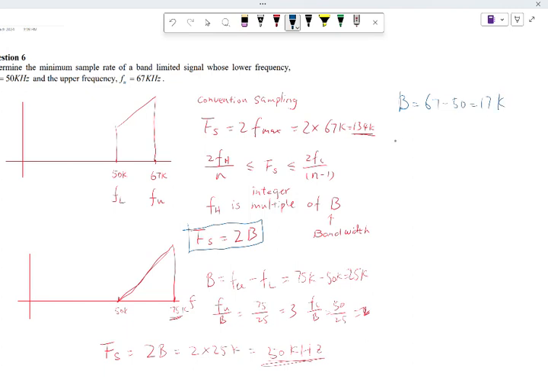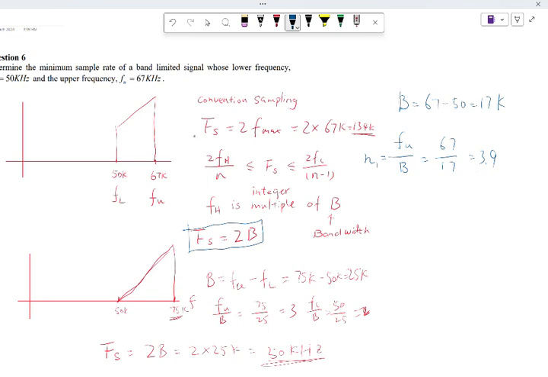We use the upper frequency divided by this bandwidth. We find that n equals 67 divided by 17, which is 3.9 times. That is more than 3 times but not enough for 4 times, so it's not an integer. What can we do?